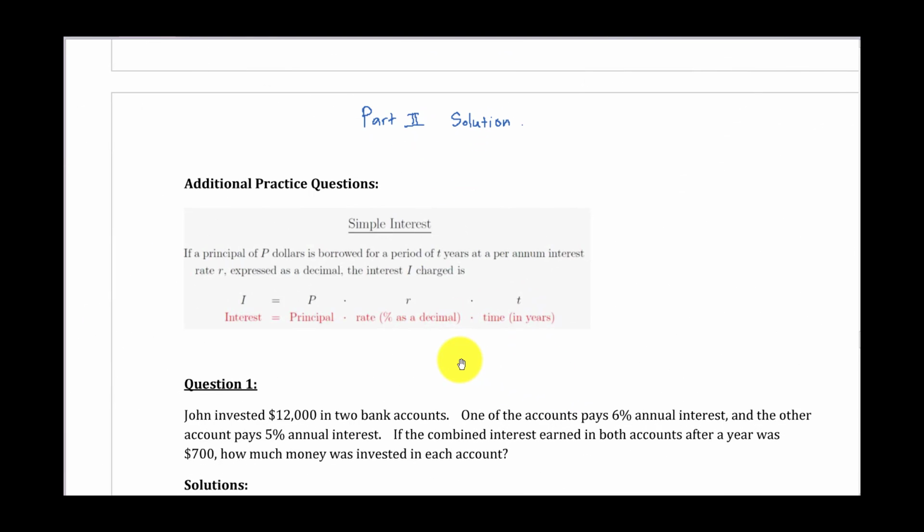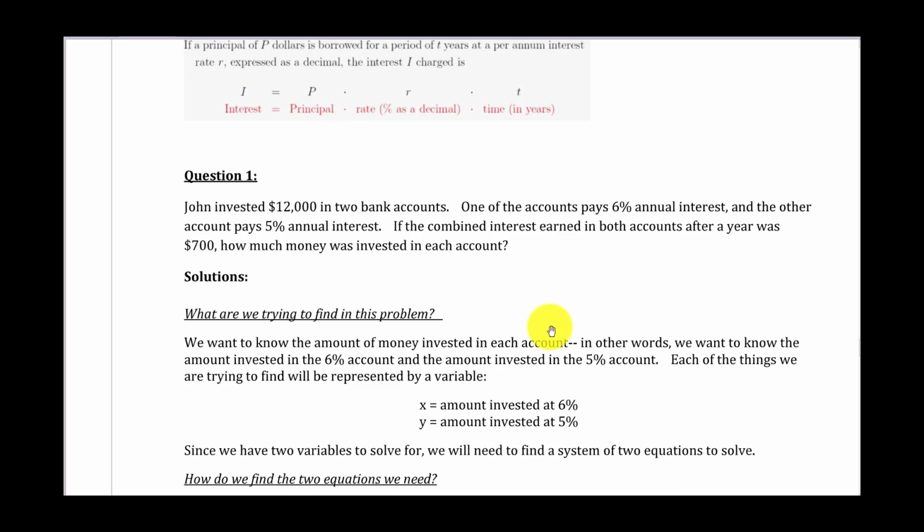Hi, in this video we are going over the second part of the solution to the practice final. The very first question is dealing with the type question about the simple interest rate. We learned before that the interest earned is equal to the principal amount of money multiplied by the rate in decimal and multiplied by the time in years. Now let's take a look at the very first example.